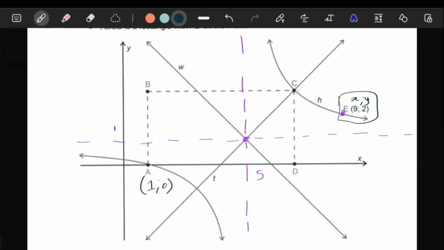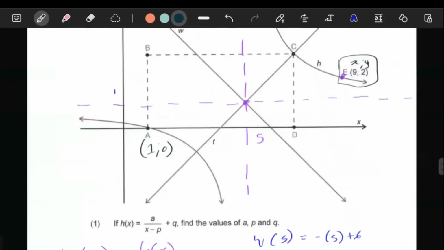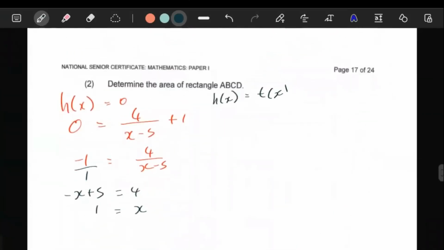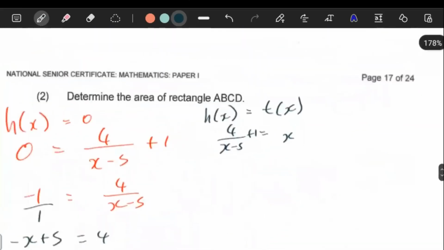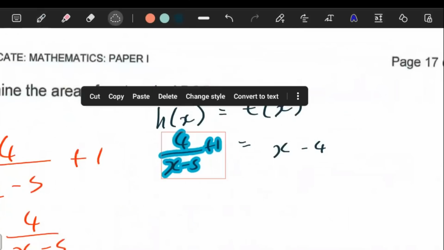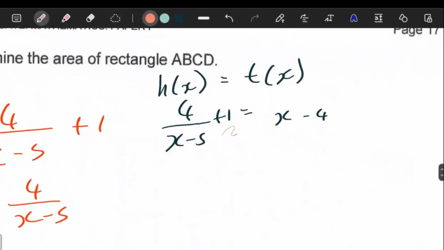So that's useful. To get the coordinate of C, you're going to equate G to the one with the positive gradient, which is T. So this is 4 over x minus 5 plus 1, and this is equal to x minus 4. Okay, let's move everything to one side. Let's take the 1 to the other side first. Negative 4 minus the 1 will be negative 5.